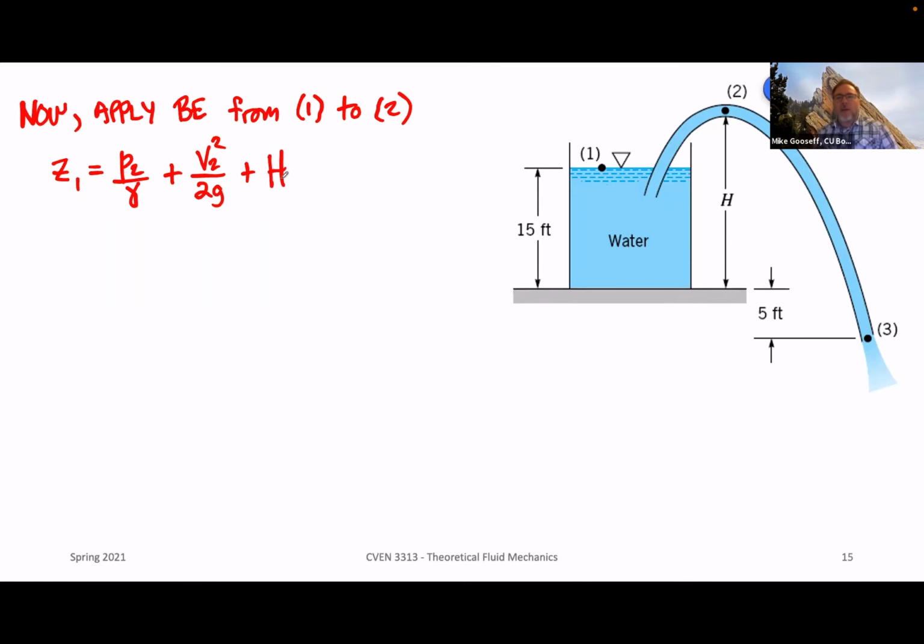Okay. So we know that Z1 is 15 feet. We can plug that in. What do we do for P2? And we just found V2. So what is P2? P2 is equal to the vapor pressure in gauge terms for the water that we have here.